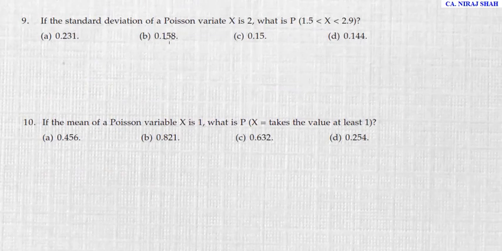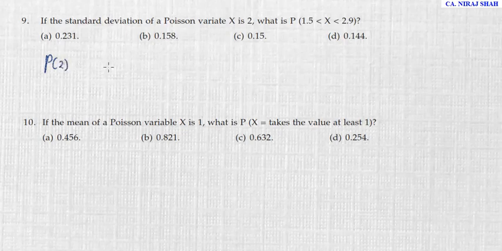If the standard deviation of a Poisson variate x is 2, what is P of 1.5 less than x less than 2.9? Poisson distribution is a discrete distribution to find out number of successes. Now number of successes cannot be a fractional figure, so in this problem we should find out the probability of a round integer between 1.5 and 2.9, which is 2 only. So we will find out P2 here.